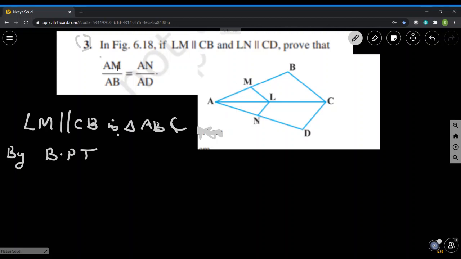AM by, because in our answer we need to get AM by AB. So we will write AM by AB is equal to AL by AC. So AM by AB is equal to AL by AC. Okay, so we learned in the last problem AM by MB is equal to AL by LC. These both are the same. You can say AM by AB is equal to AL by AC. This is equation number 1.